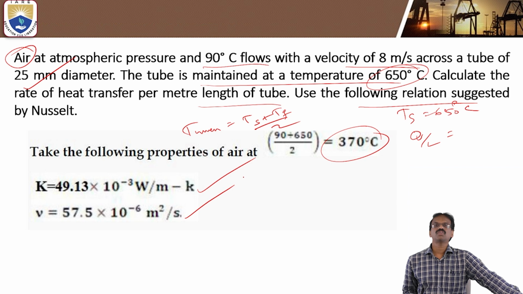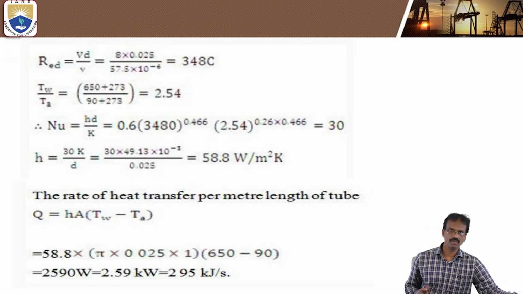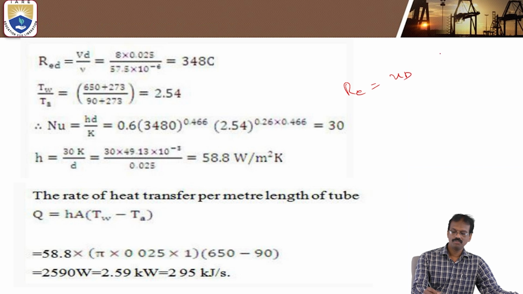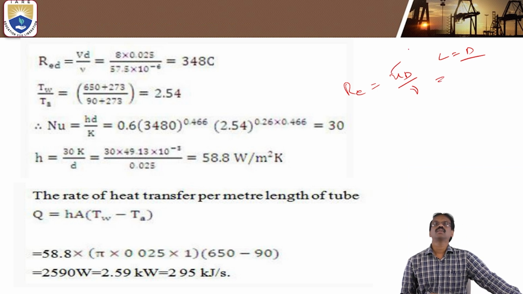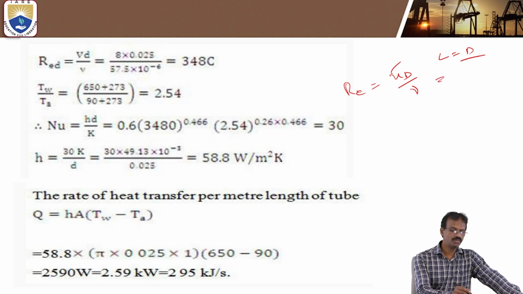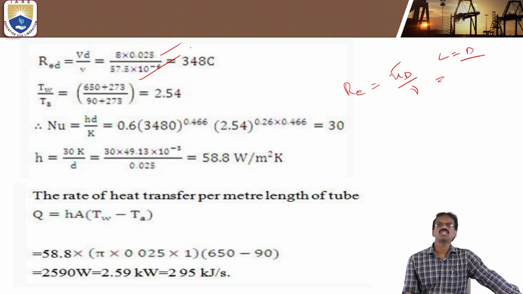Kinematic viscosity is equal to 57.5 into 10 to the power of minus 6. So these are the values. By using these values, you can find out the rate of heat transfer. First of all, you have to find out the Reynolds number, UD by nu, because the characteristic length is equal to the diameter, since it is a circular pipe. The velocity is given as 8, the diameter is 0.025, and the kinematic viscosity is 57.5 into 10 to the power of minus 6.